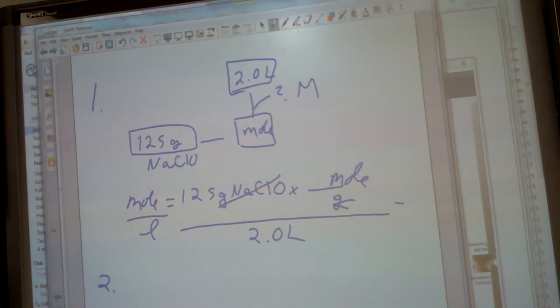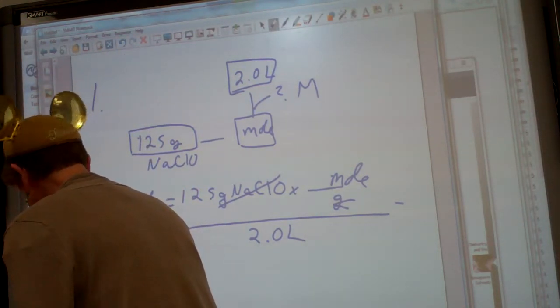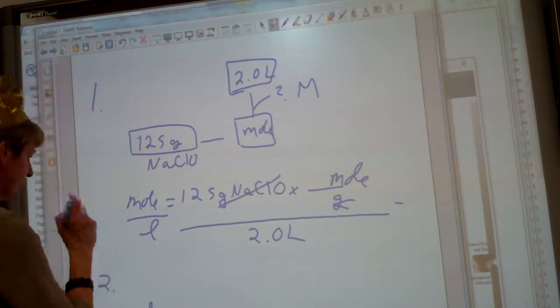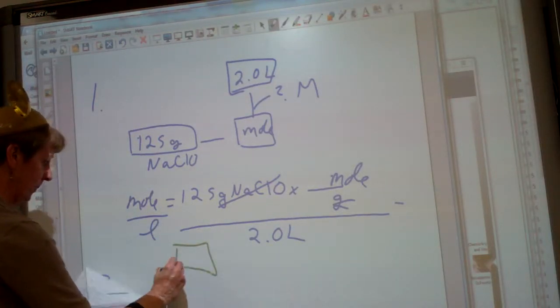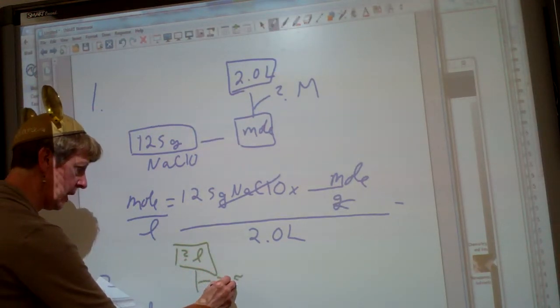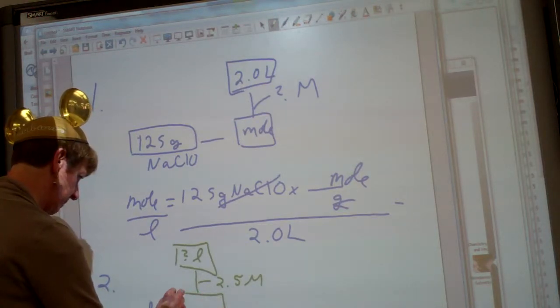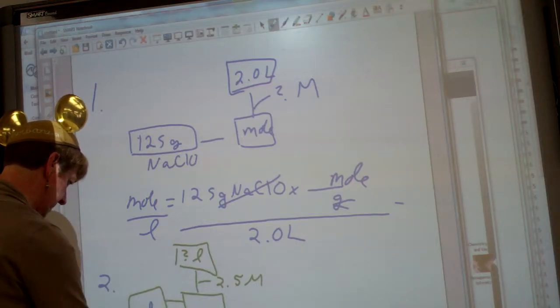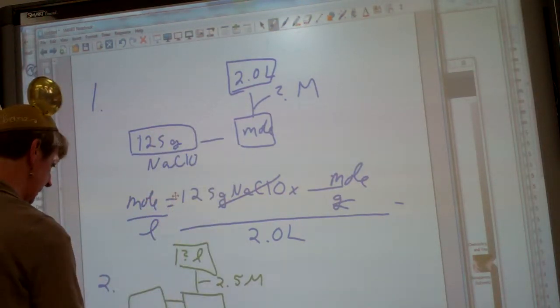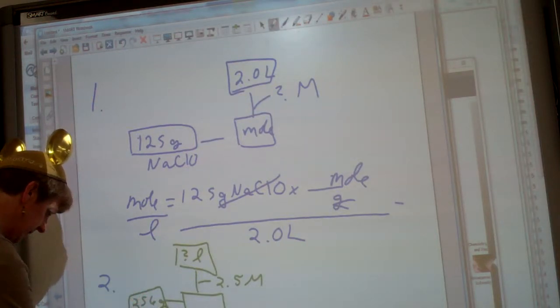Let's do number 2. Jake was questioning what the box looks like for 2. Okay. Octavia, what am I looking for in number 2? It says what? Liters. It says how many liters of 2.5. As soon as they start throwing numbers at me, I do my boxes. What have I got here? Okay. I don't know my liters. They gave me 2.5 big M of this acetic acid. And they didn't give me moles, but they gave me grams. So get rid of that. Move that down. They gave me here that I have 256 grams of this stuff.